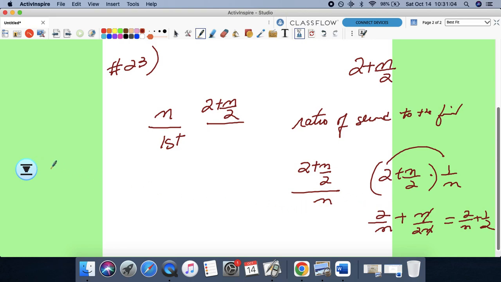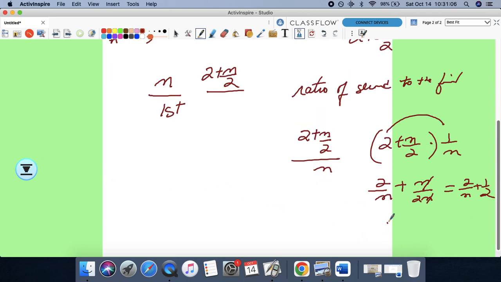Again, take that 2 over n. If you find common denominators, the common denominator is 2n. This would be 4, and this would be n.